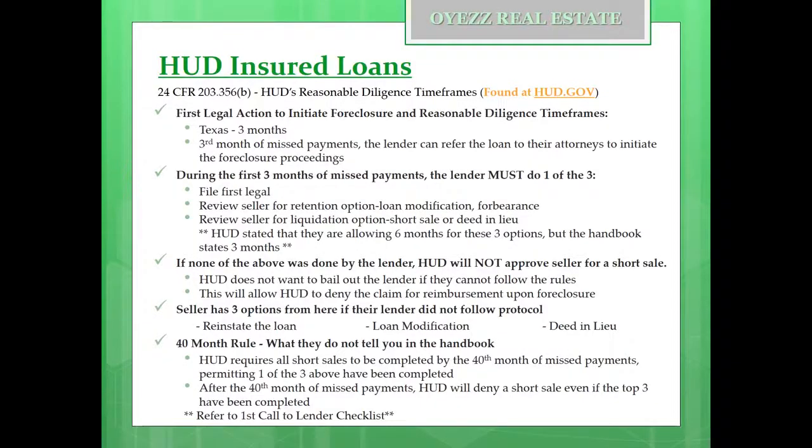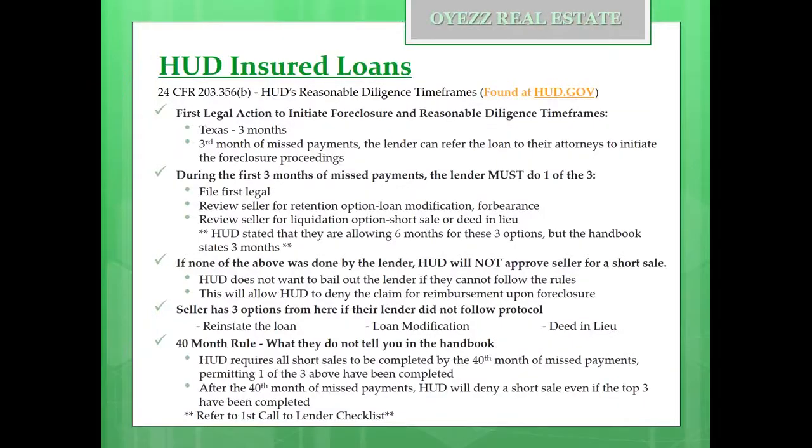So the first legal action to initiate foreclosure and reasonable due diligence timeframes. This is HUD saying, when can the bank start the foreclosure process for HUD insured loans? In this form, and it's called 24 CFR 203.356(b). You can find this on HUD.gov. Just go to the website and type in this reference number and it'll bring up this form I'm talking about. But it basically shows all the due diligence timeframes that each lender can foreclose in a certain state.